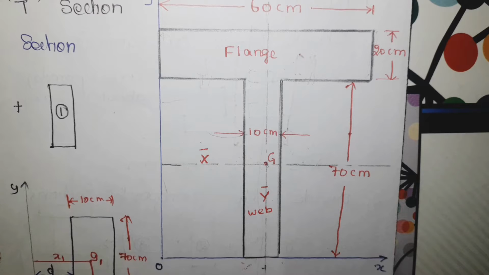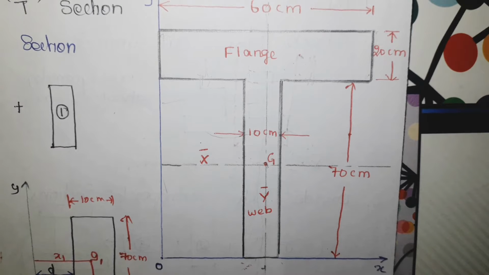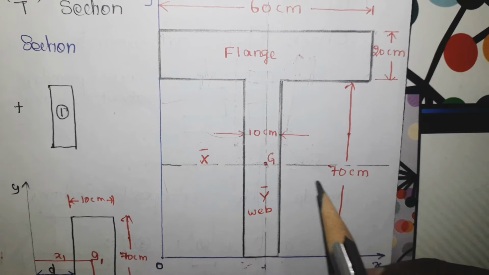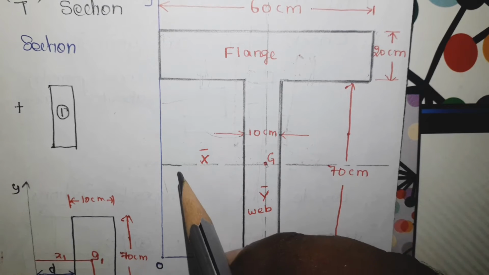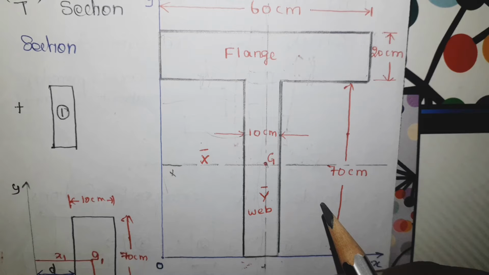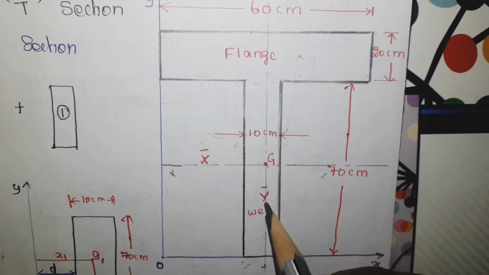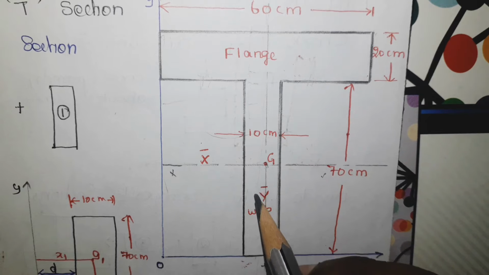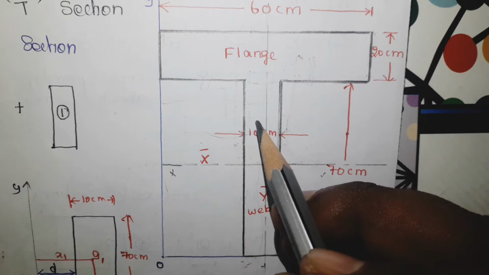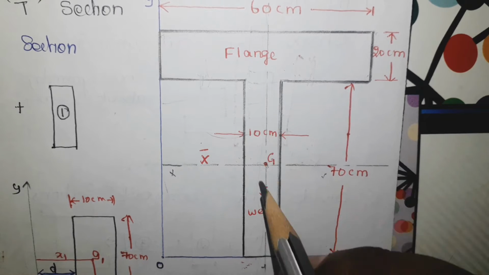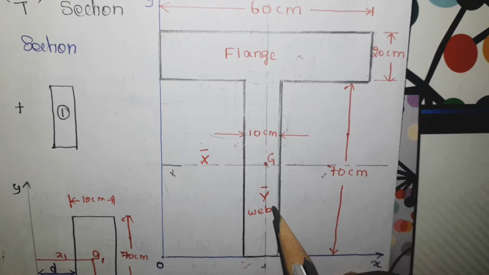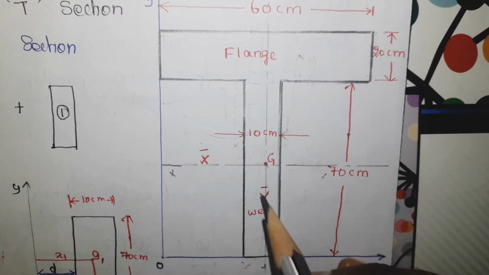Okay, first let me draw an x axis approximately at the middle of the object. So assume that this is the middle of the object, so this is my x axis. Now this axis divides this entire object into two parts. This is one and this is the second part. Now these two parts are not symmetrical with each other.